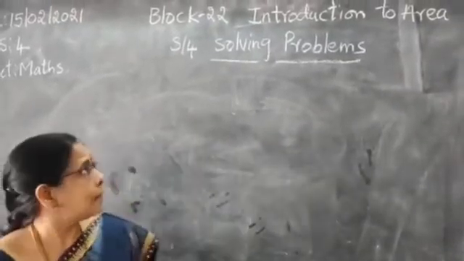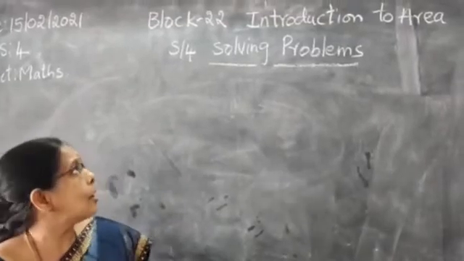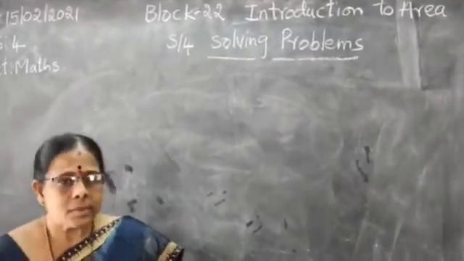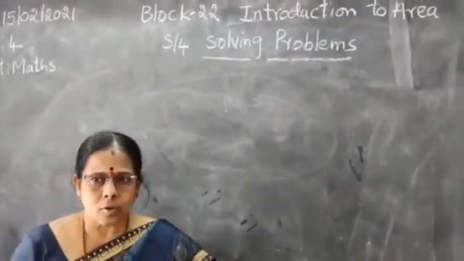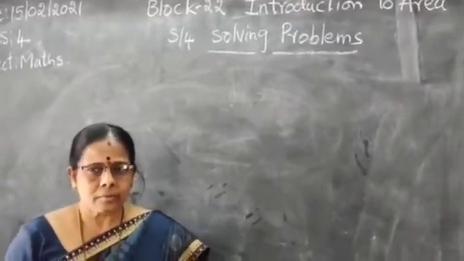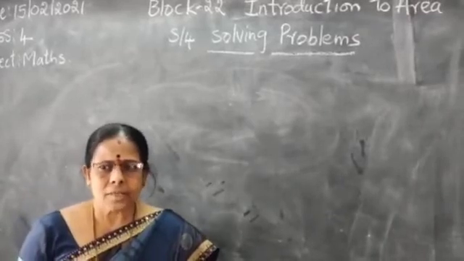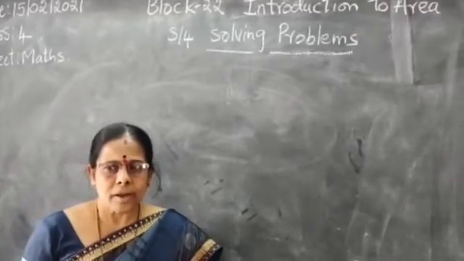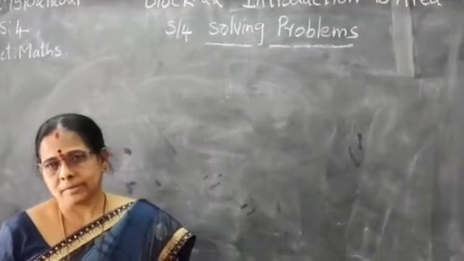Today we are going to complete S4 solving problems in block 22. Children, today we are going to solve problems relating to area and perimeter. Once again, let us see how to find area and perimeter.